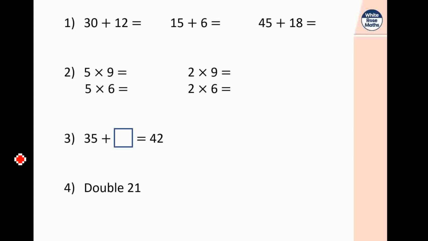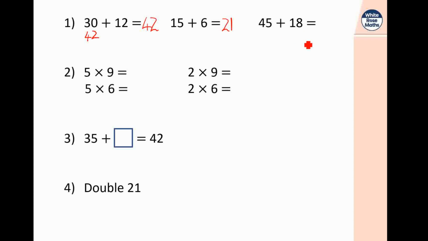Let's see now. Number 1, 30 plus 12. Right, 42, yeah? You can see here, 2 plus 0 is 2, and 1 plus 3, if you're adding the tens, is 4. So it must be 42. Right, 15 plus 6, so count up 21. Count up from 15 6 times, yeah?